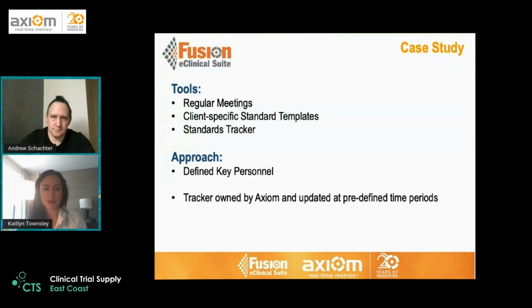In terms of how we went about doing this, we had regular meetings set up with the standards team that was defined. I'm going to touch on the standards team in a moment. We have client-specific standard templates that were developed, and then our tracker for the standards. In the standards tracker, we also note all of the studies moving forward to make sure they're aligned with the standards as well. When we look at that overall approach, when we're deciding who's going to participate, we want to make sure we have the right number and the key personnel.